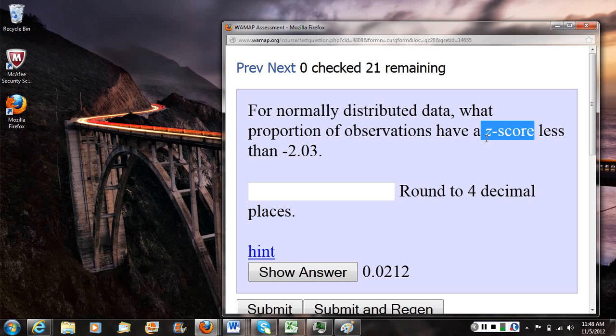Another way to think about a z-score is it's telling you how many standard deviations away from the mean you are. So this is saying what proportion of observations are 2.03 standard deviations below the mean. So let's draw a picture here to illustrate how we would get an answer.